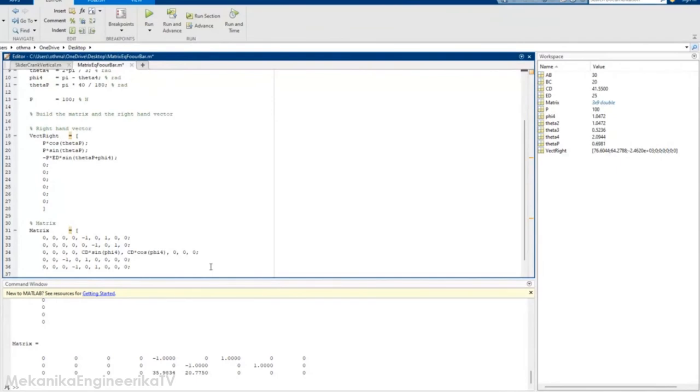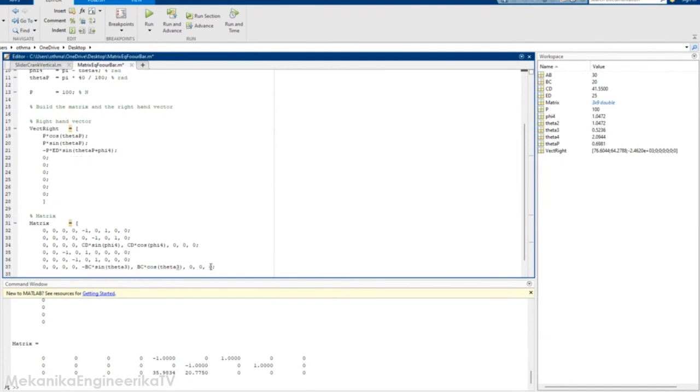column number 1. I will move a little bit faster. 0, 0, 0. I have four zeros. And then I will have minus BC times sine theta 3. I will have BC times cosine theta 3. And I will have 0, 0, and 0. I have completed row number 6.